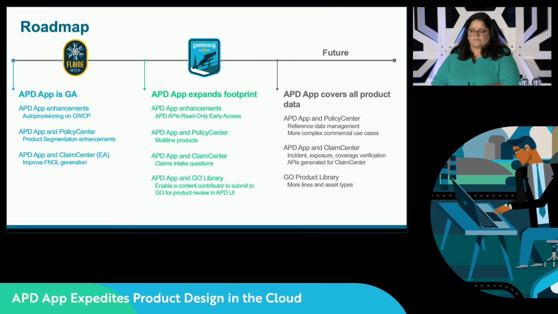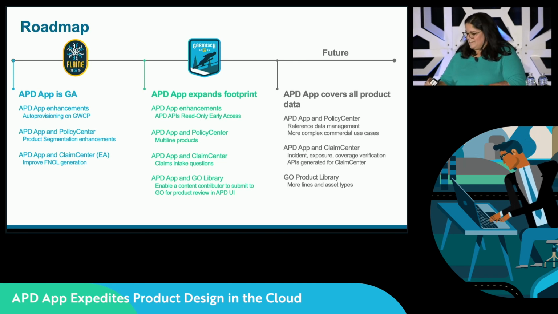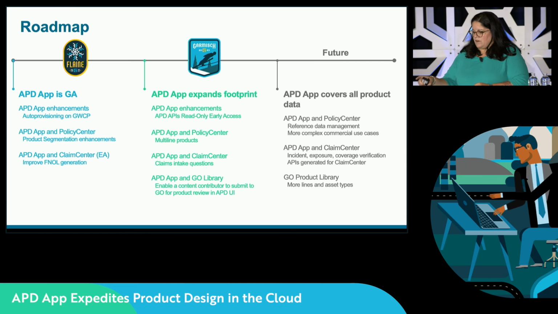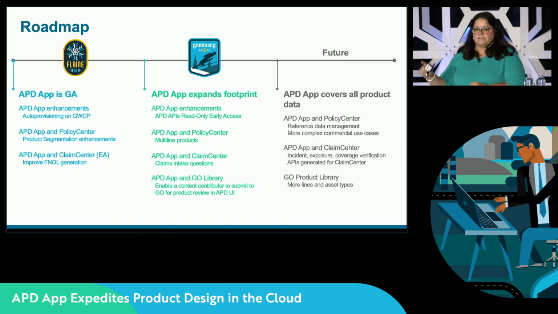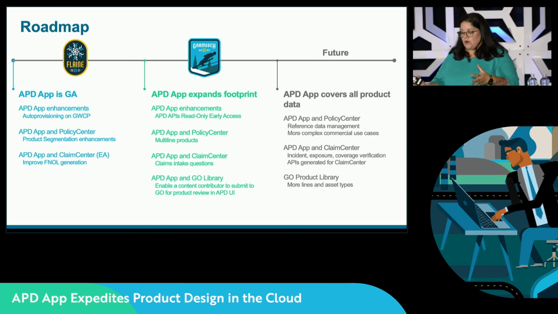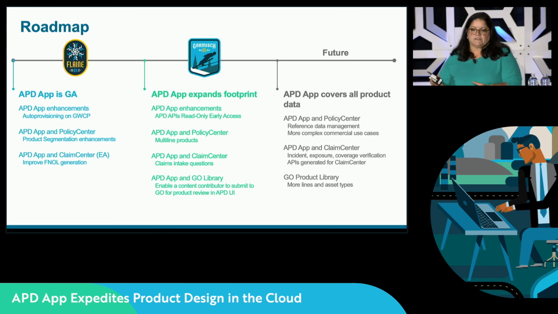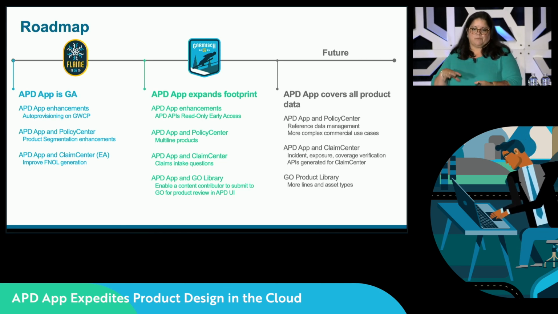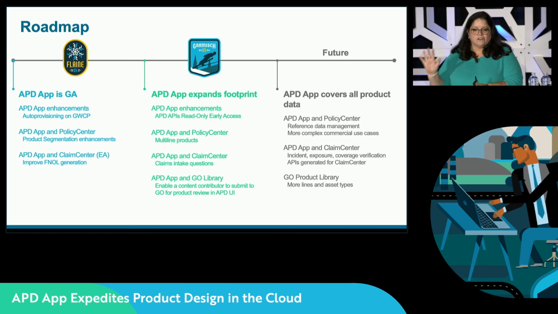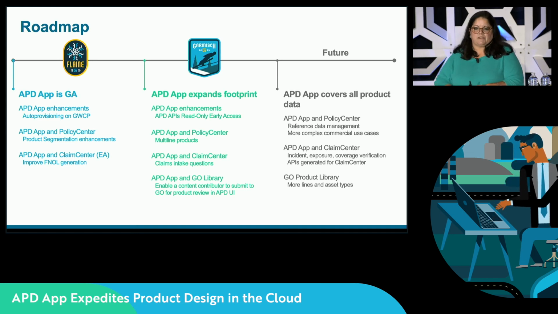And then future? The expansion? Sorry, I interrupted. That's all right. Which part? The APD and claims? In future, we hope to be able to create a library of the existing ClaimCenter objects that you can just use as building blocks to build your products, instead of having to run a script process to get that into APD.